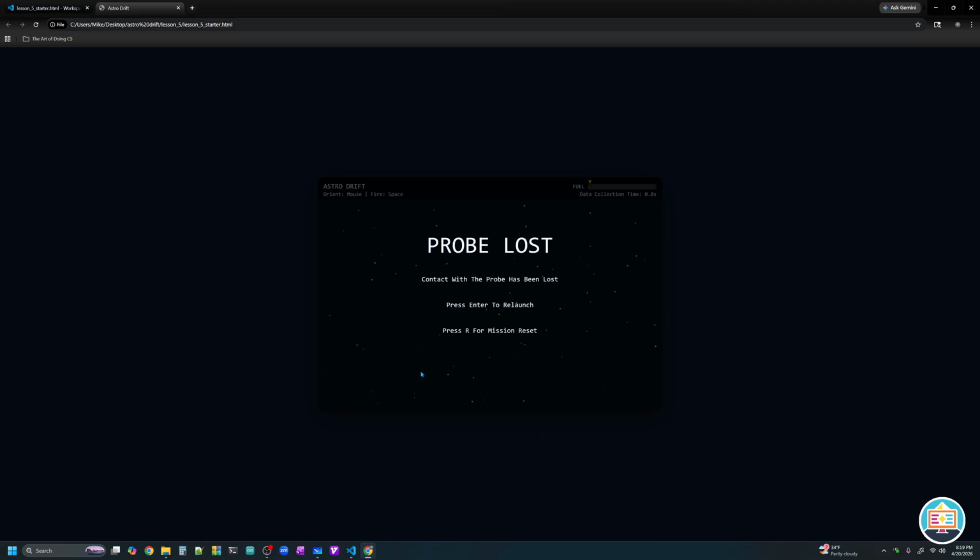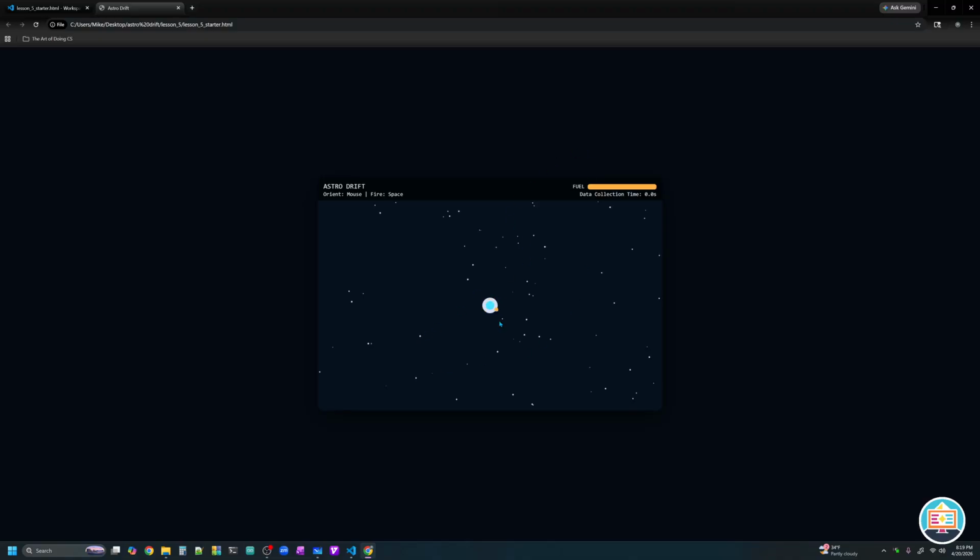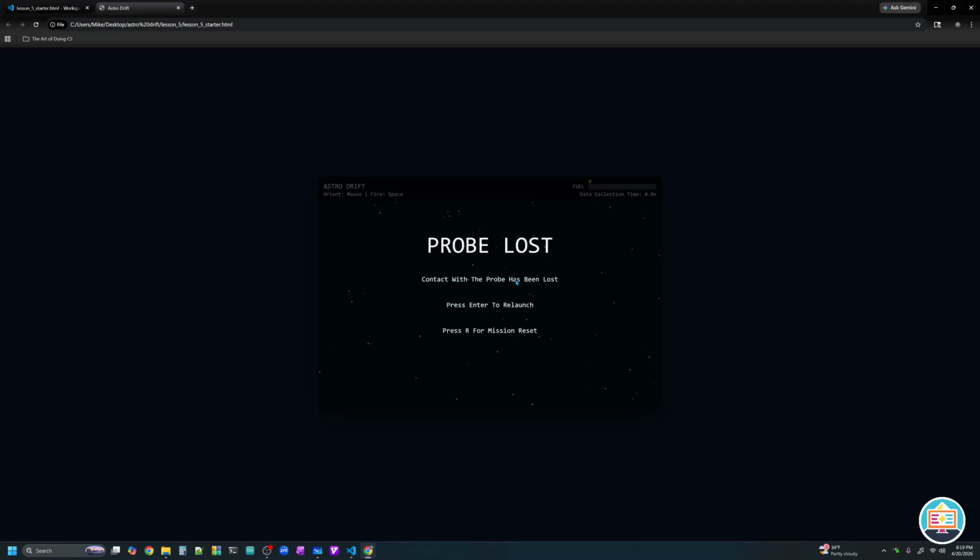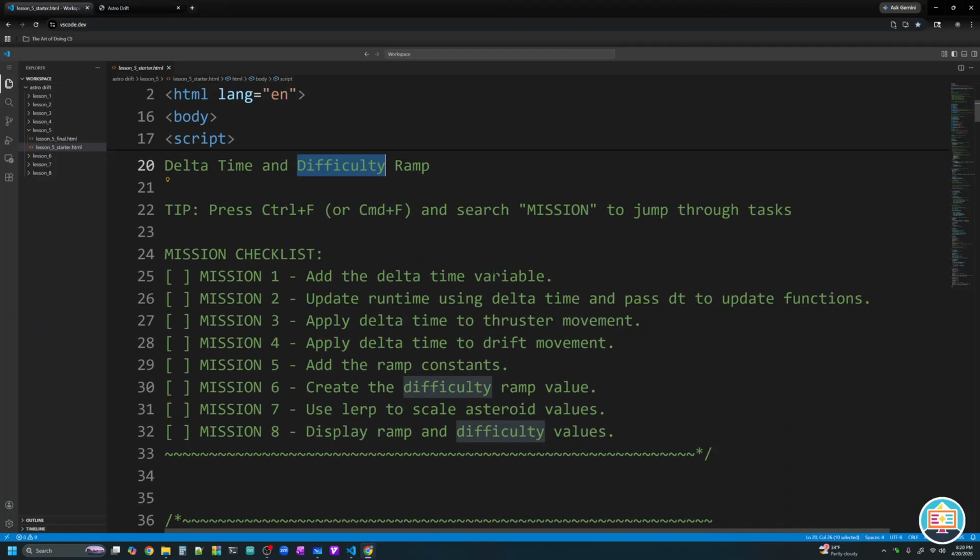So it looks like we're trying to switch from a frame-based system to a time-based system, right? But some of the things that required frame-based movement are broken. Like our player movement system is broken. Our fuel system is broken. Those are things where we were leveraging frame-based movement prior, and now we're switching over to time-based movement. So we have to adapt and adjust all of our systems. And I'd really love to see this timer actually working. So let's head over to lesson 5 and see what we got.